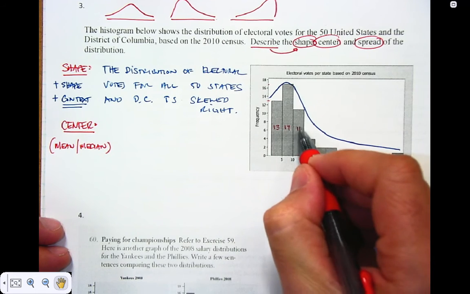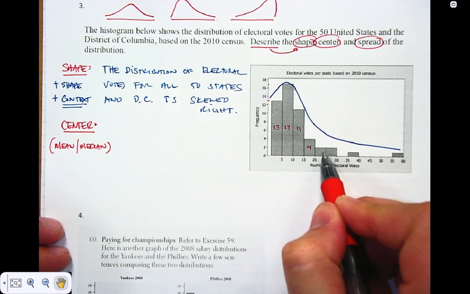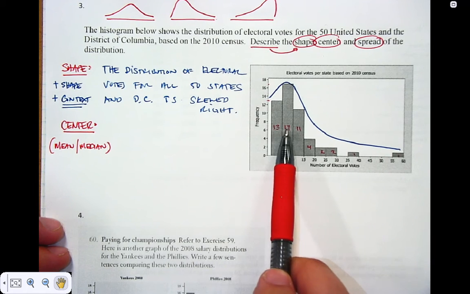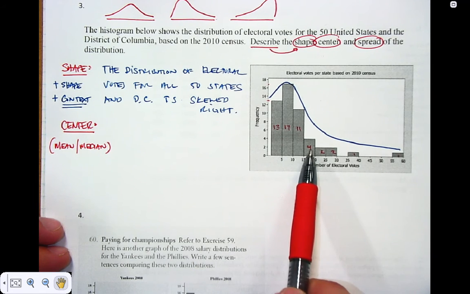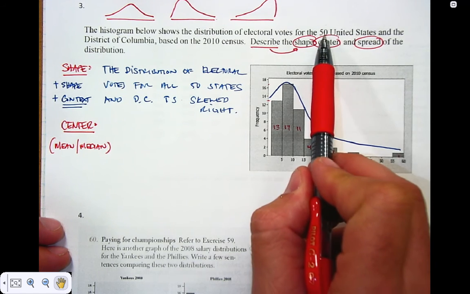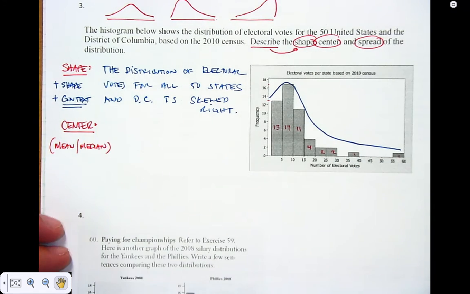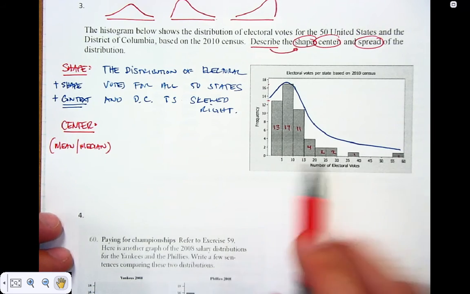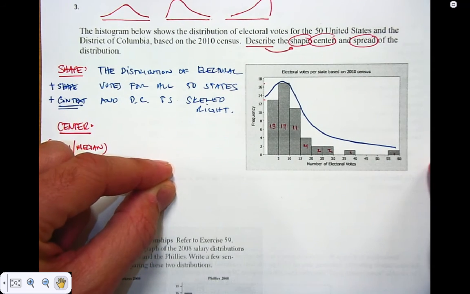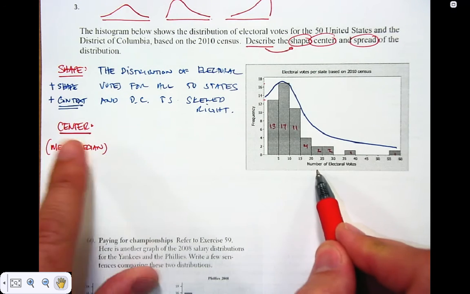this one looks like it's 11. This one looks like 4, 2, 2, 1, and 1. Well, let's add all those up. That's 30, 41, 45, 51, which accounts for the 50 United States and the District of Columbia. So if you had 51 things in a row, think about all these numbers written out, 51 of them, the middle is going to be right around 25 of them to get to the median.